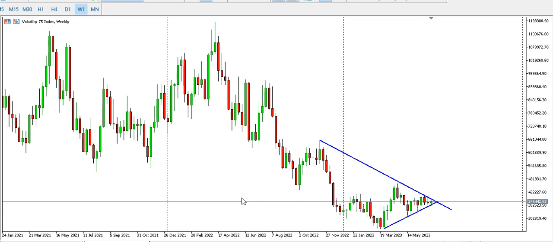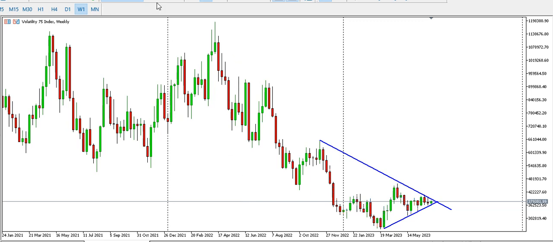Today we'll be looking at how we can trade volatility 75 index, step index, boom and crash index on the lower time frames. But before we take a look at what we have on the lower time frames, we're going to see what has happened on the higher time frame. All right, I'll be starting with volatility 75 index on the weekly time frame.